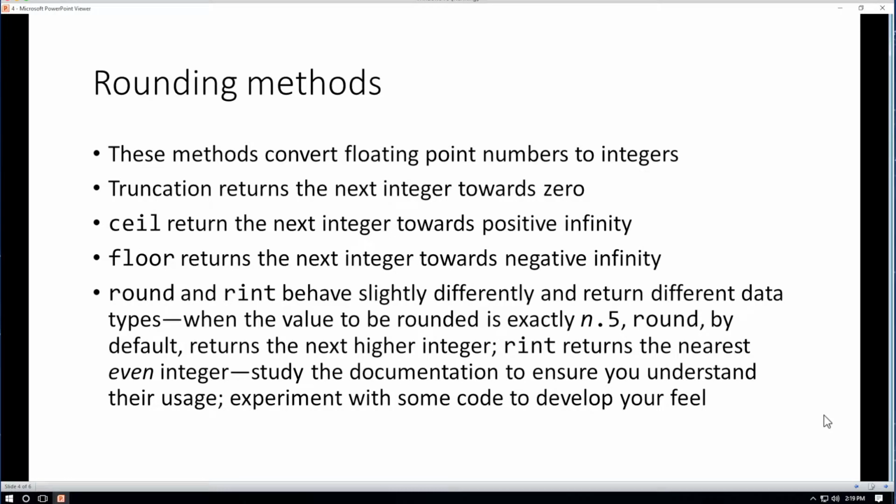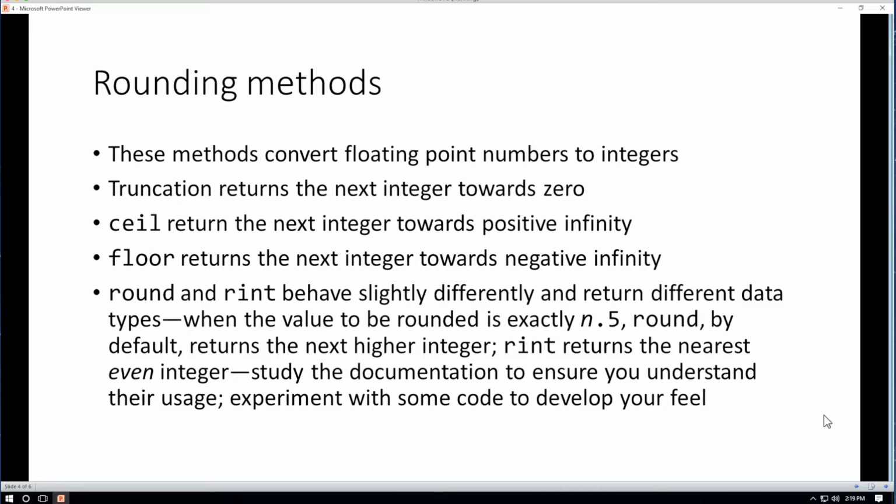On a number line, you would mark the number and then move right to the next integer. That would be the result of the ceiling function. Floor is its converse. On the number line, picking the value of a floating point number and then moving towards negative infinity or towards the left to the next integer would be the result of the floor method.